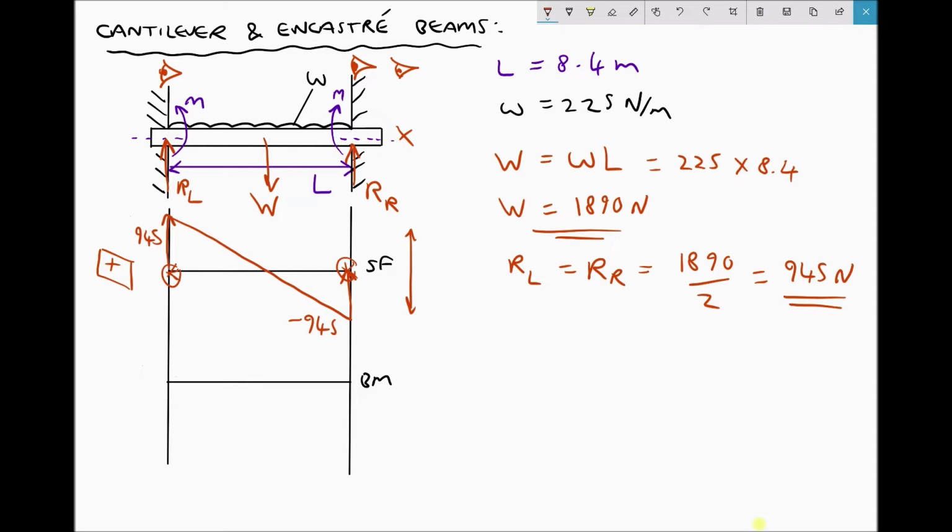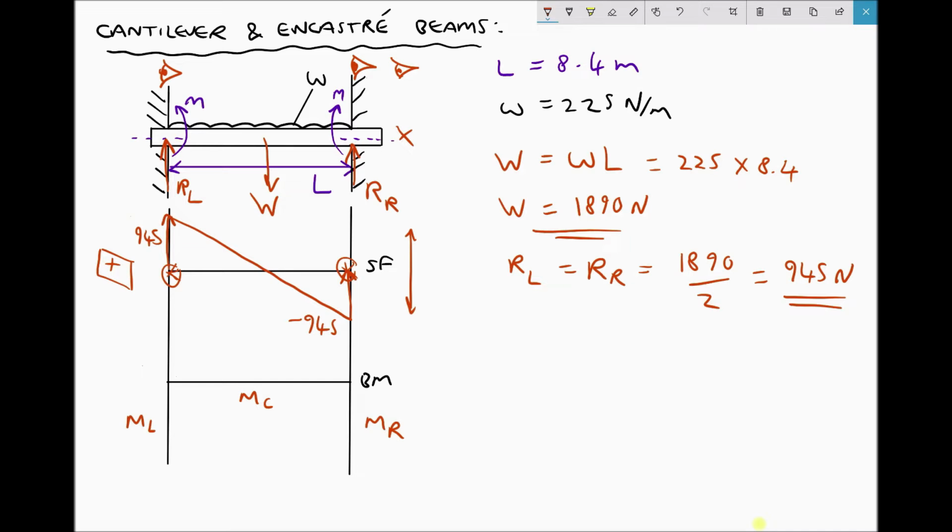Now for this case, when we only have the weight of the beam or a UDL to consider, we have formulas to calculate ML, the bending moment of the left-hand support, and we use the same formula to calculate MR, the bending moment of the right-hand support. And we also have a formula that we can use to calculate MC, the bending moment at the centre of the beam. And these are standard formulas that are provided on your equation sheet.